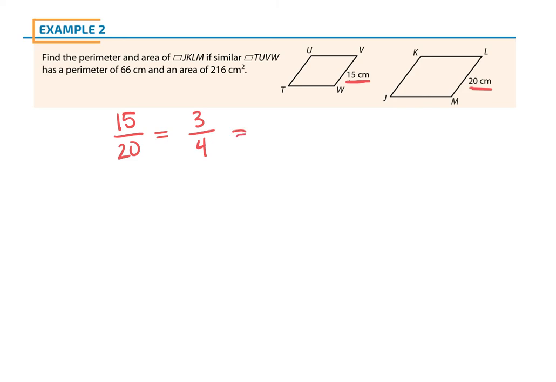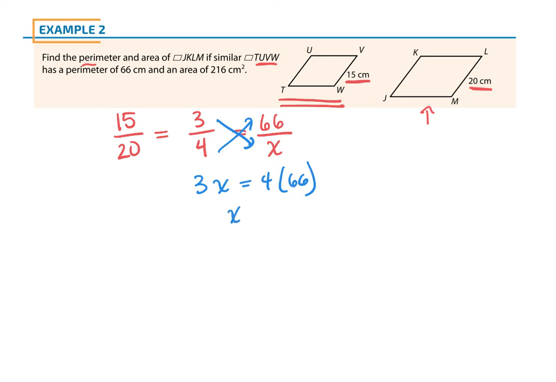The 15 was on top, and that is this TUVW. They gave me the perimeter of TUVW, so that's going to go in my numerator. What we want is the perimeter of the second one, so that's going to go in my denominator. Just make sure you set it up. Again, you're going to do your cross multiplication here. We're going to say 3 times X equals 4 times 66. And you should get that equals 88 if you divide by that 3. So this just told me the perimeter of this one.